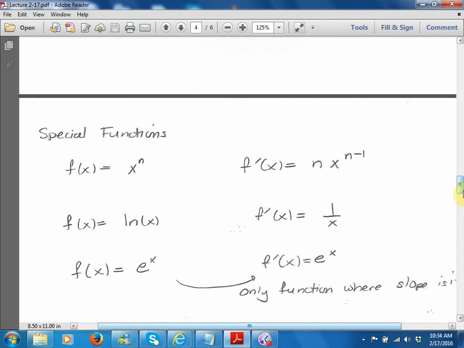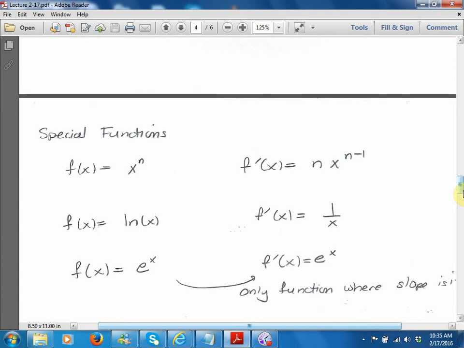This is the only function, e to the x, that is the same slope as itself. That's really weird. This e is named for a mathematician by the name of Euler. Starts with an e, actually. Sounds like it starts with an O, but it starts with an e. And so it's named after him.